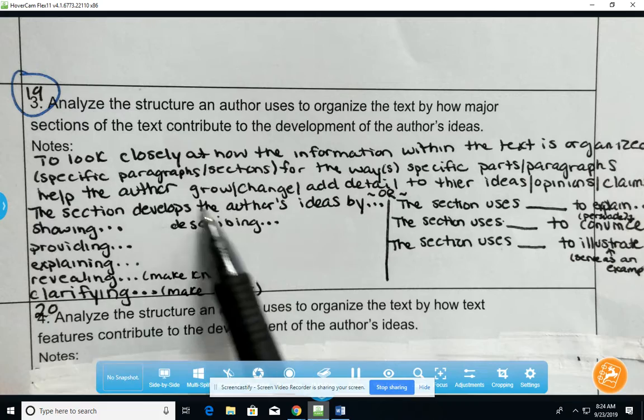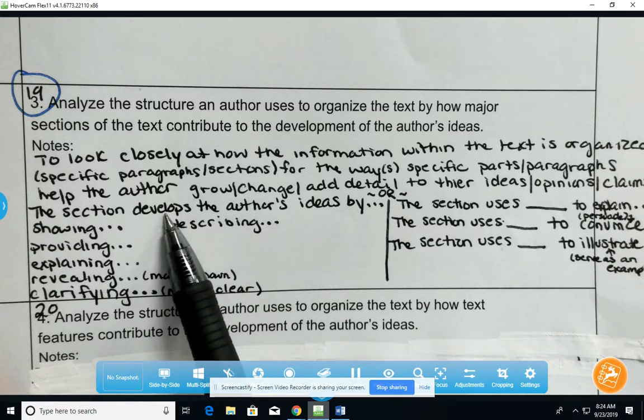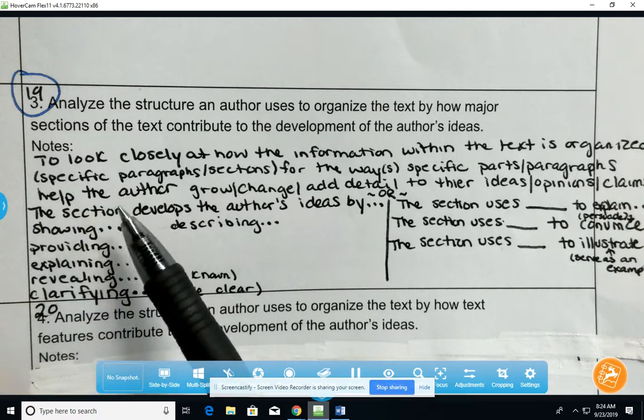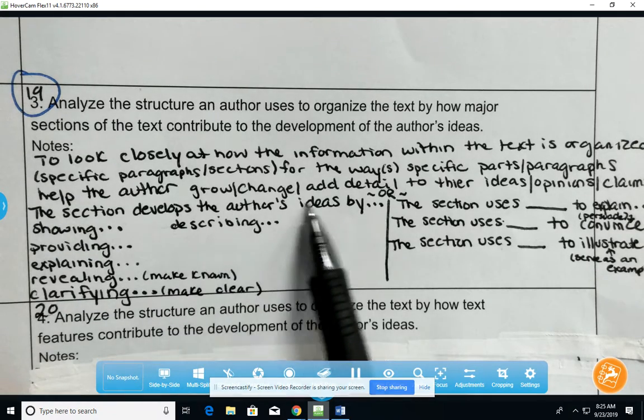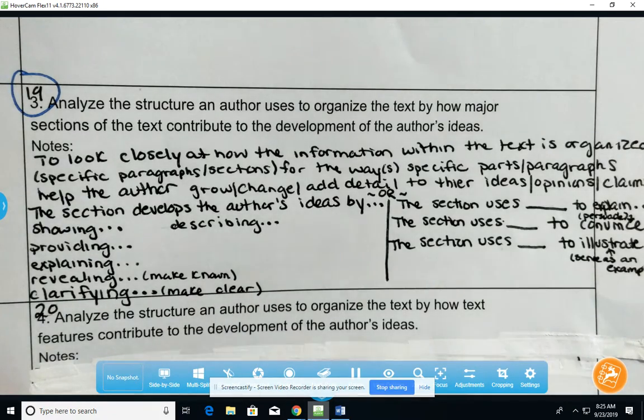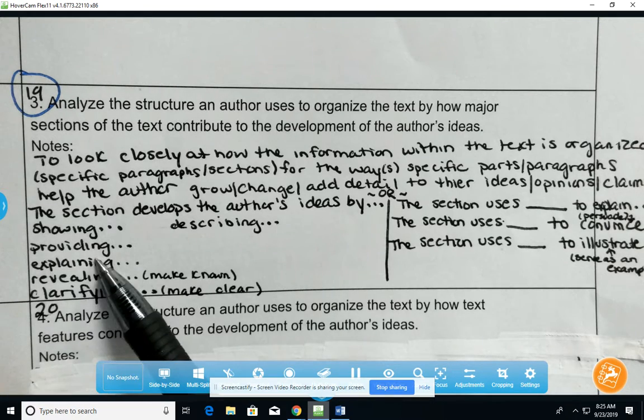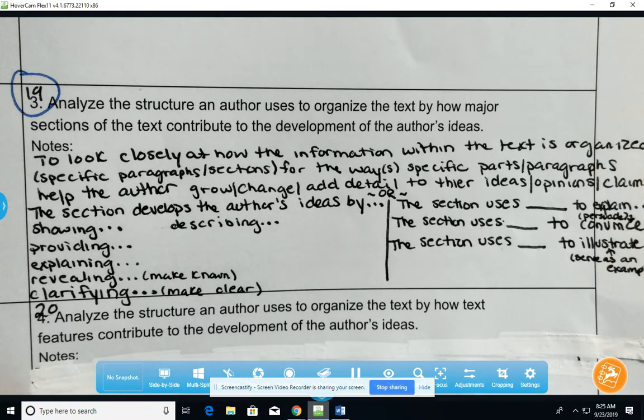So you want to think about this section as a specific part that develops the author's ideas. Whenever we think about that, we want to focus in on how that section shows the author's ideas or grows them or changes them or adds detail to them. Maybe it's showing something specifically in that section that you don't see in another. Maybe it's providing something that section does that no other section within the story does.